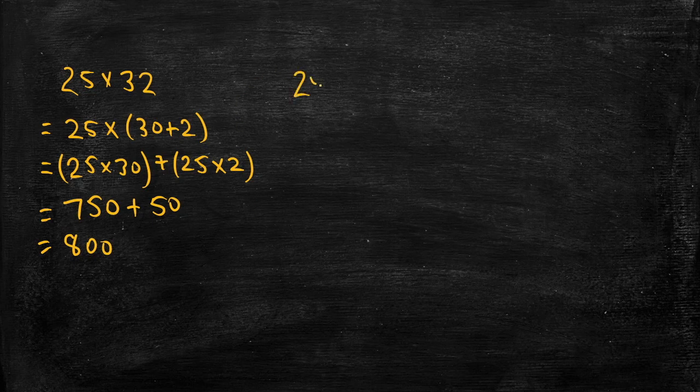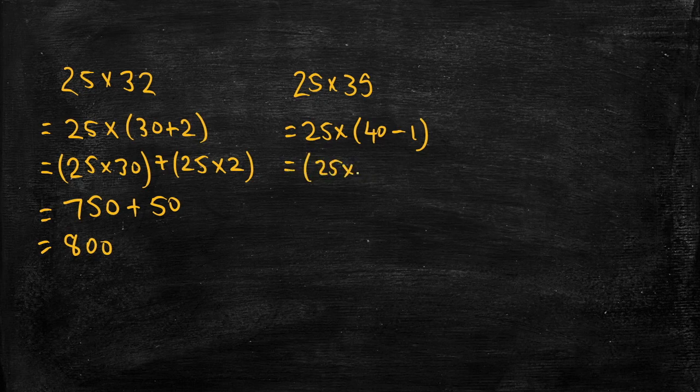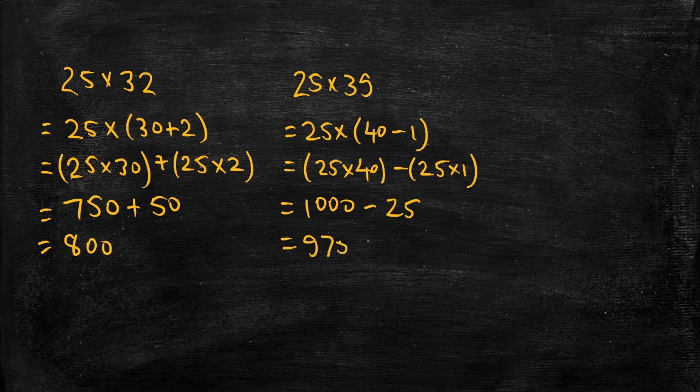Here's another example. Let's do 25 times 39. So this time let's write 39 as 40 minus 1, because then I can write 25 times 40 minus 25 times 1. 25 times 40 is 1,000. 25 times 1 is 25, and I quickly get the answer 975.